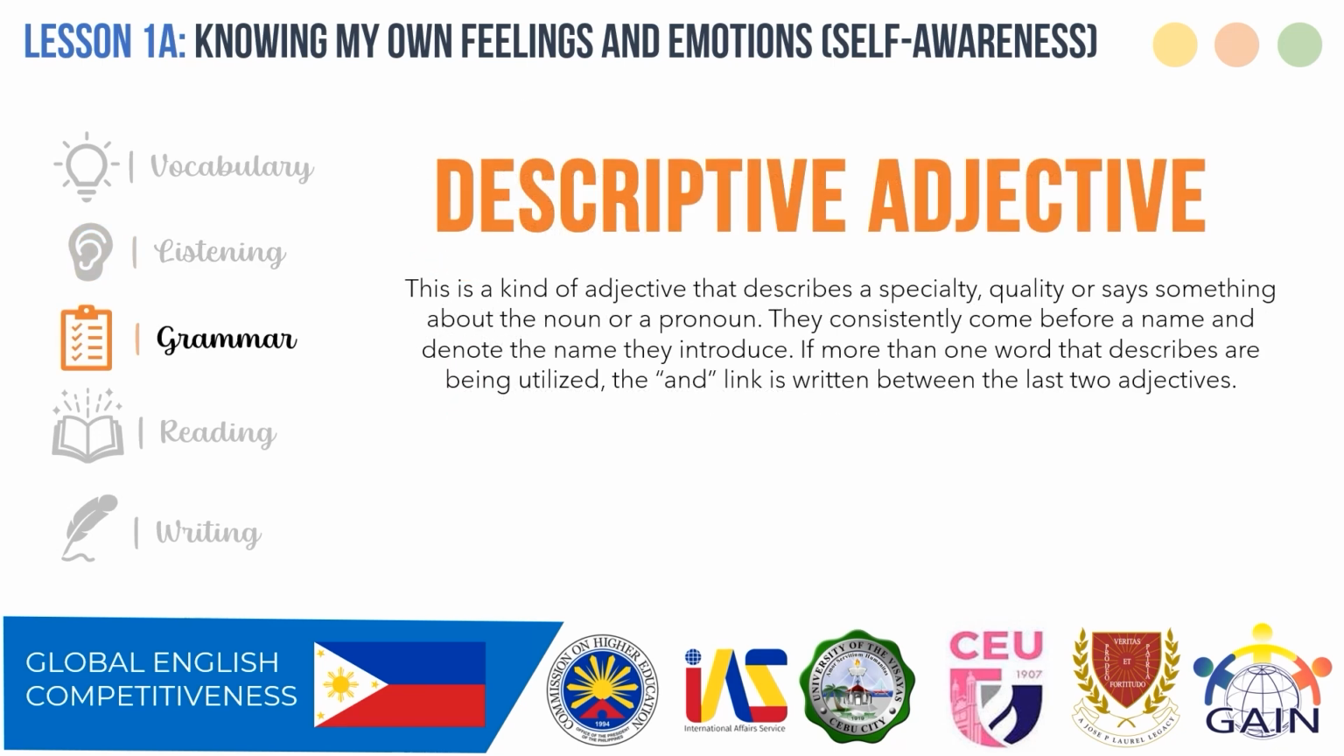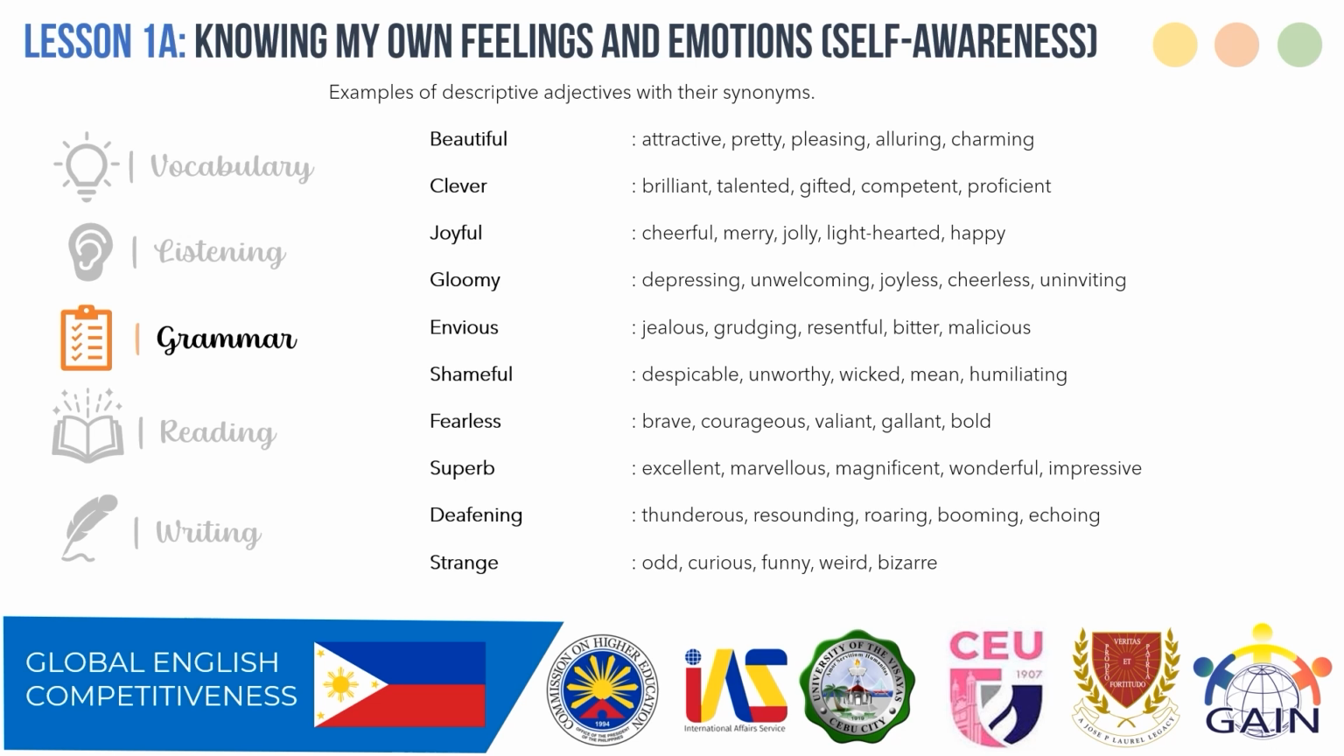Now for our grammar lesson, let's talk about descriptive adjectives. This is a kind of adjective that describes a specialty, quality, or says something about the noun or a pronoun. They consistently come before a name and denote the name they introduce. If more than one word that describes is being utilized, the word "and" is written between the last two adjectives. Here are some examples of descriptive adjectives with their synonyms.